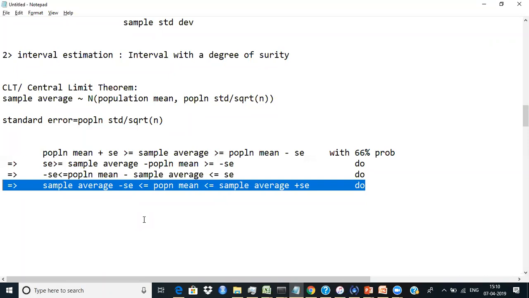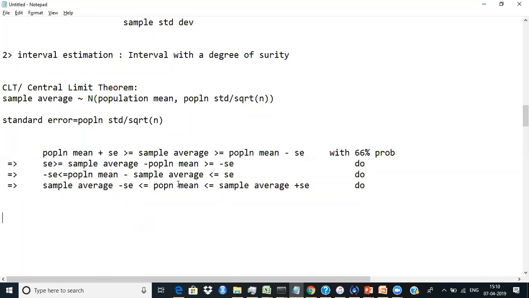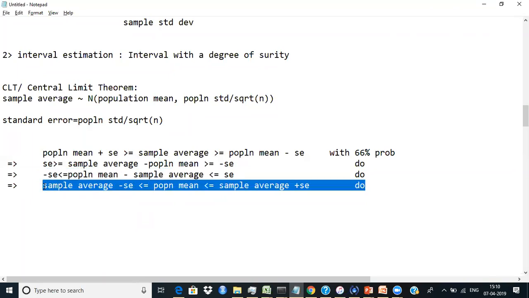Can you please explain the last line? Yes, in the last line, I moved the sample average to the other side, so it becomes positive sample average and it moves to both sides. The last line signifies that the population mean lies between sample average plus minus one standard deviation with a 66% probability. Now, what does that mean?